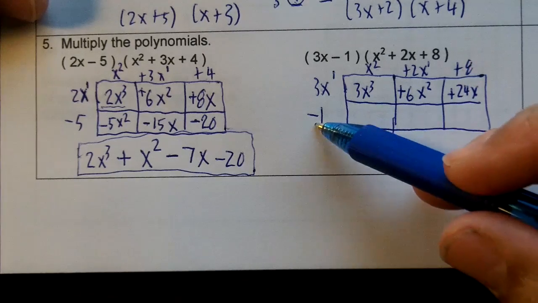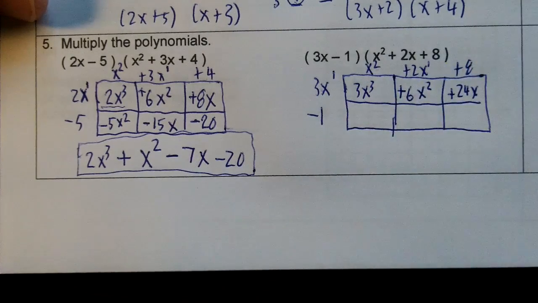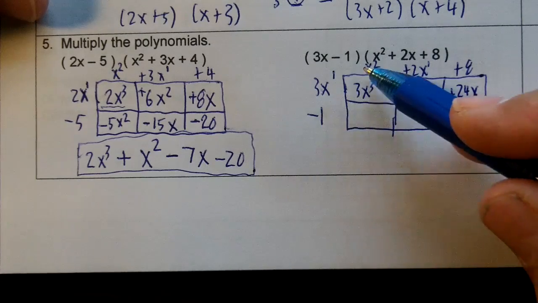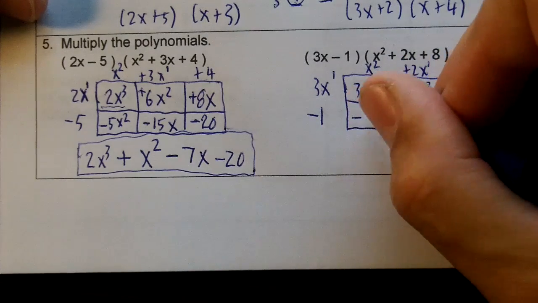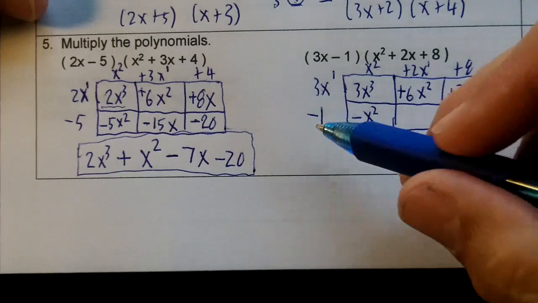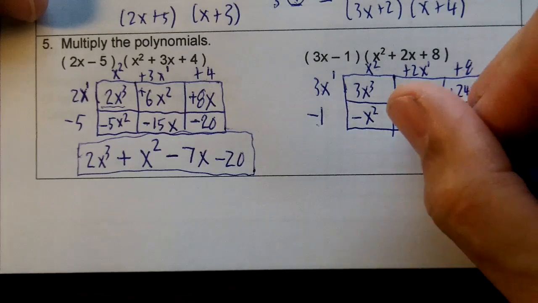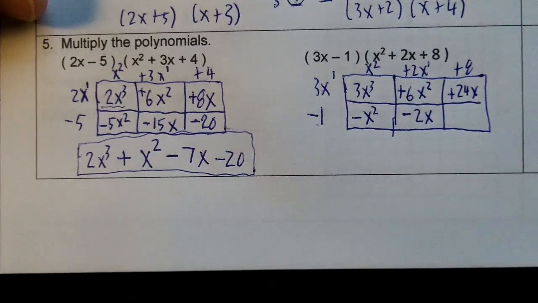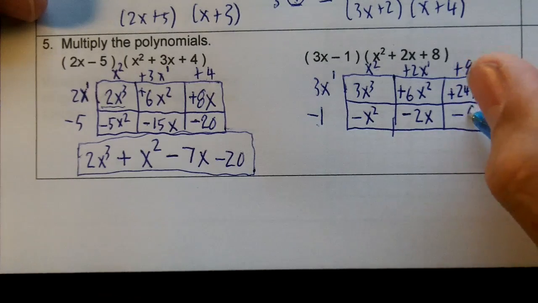Then we're going to go to the bottom. The negative 1 is just going to change these signs, won't it? So a negative 1 times x squared would be a negative x squared. Negative 1 times 2x would be a negative 2x. Negative 1 times 8 would be a negative 8.